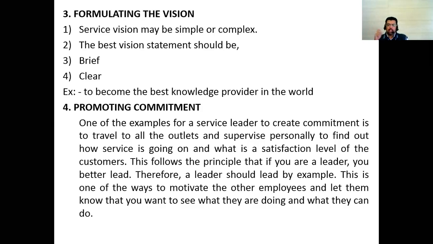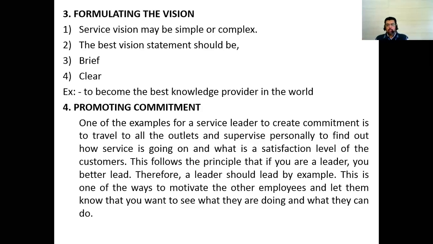To reach that, what particular skills are required? You need to formulate them, like in the service sector. To reach any target given by the management, you need to formulate a particular vision that should be brief and clear. For example, to become the best knowledge provider in the world, what points are needed, how you are going to formulate them, and how you are going to take help from your superiors. Depending on that, you can reach the vision.